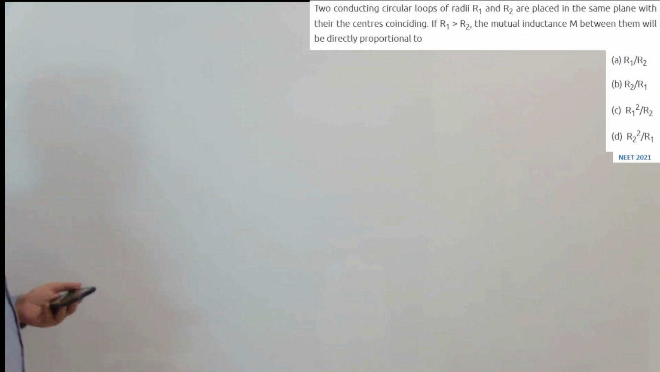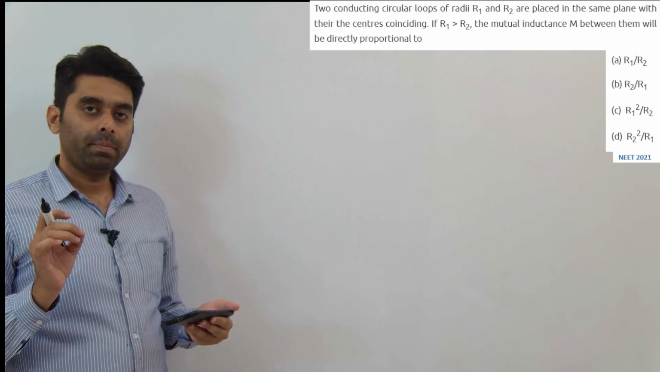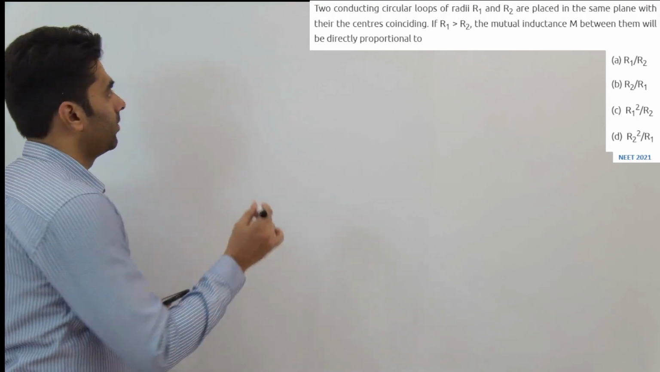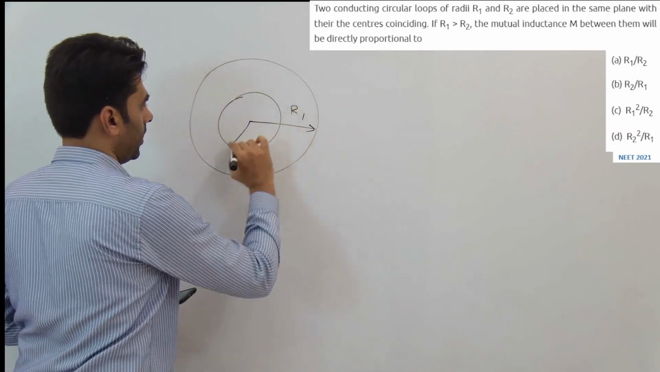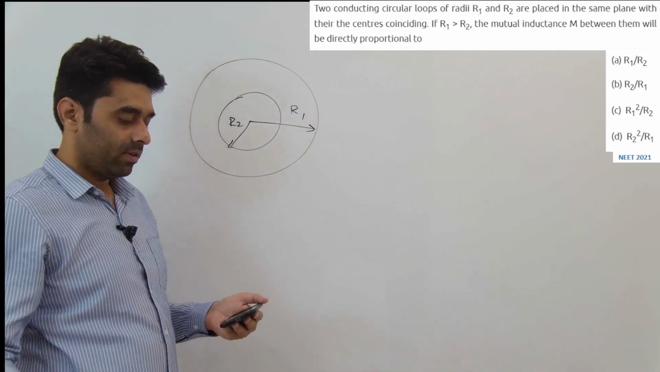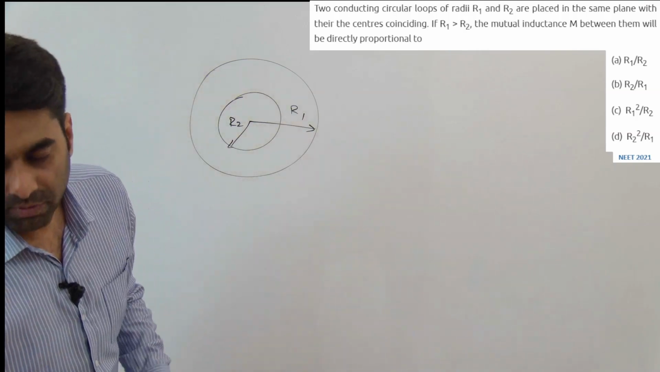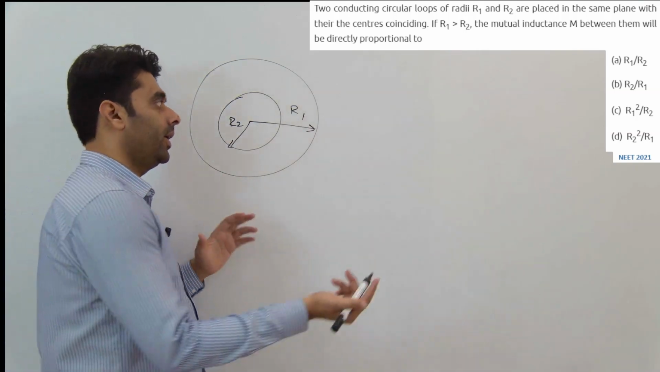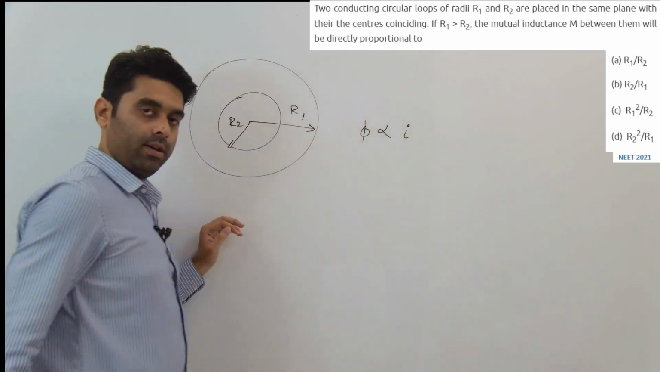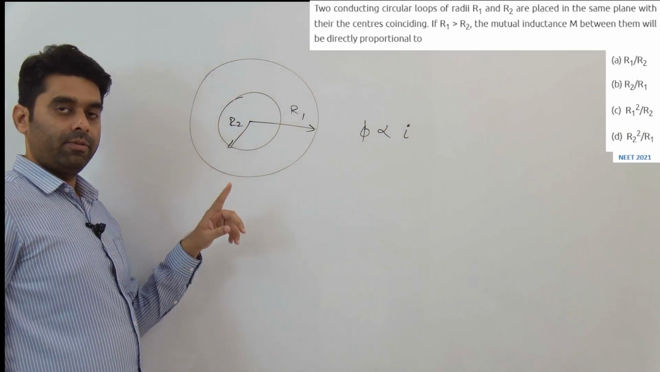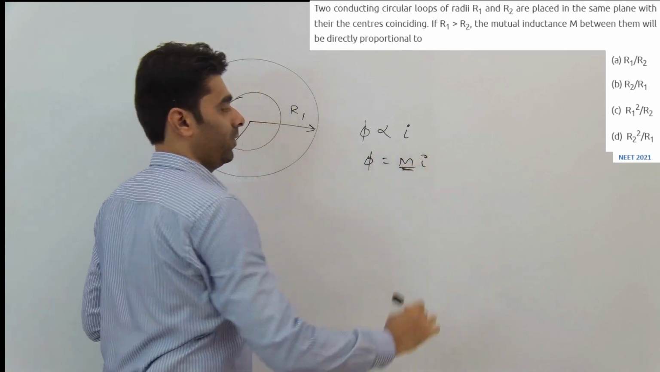Our next question says: two conducting circular loops of radii r1 and r2 are placed in the same plane with their centers coinciding. Given r1 is greater than r2, the mutual inductance M between them will be directly proportional to what? One we will take as the primary coil and the other as the secondary coil. We know that flux is directly proportional to the current flowing in the other coil, and we can write Φ = MI.